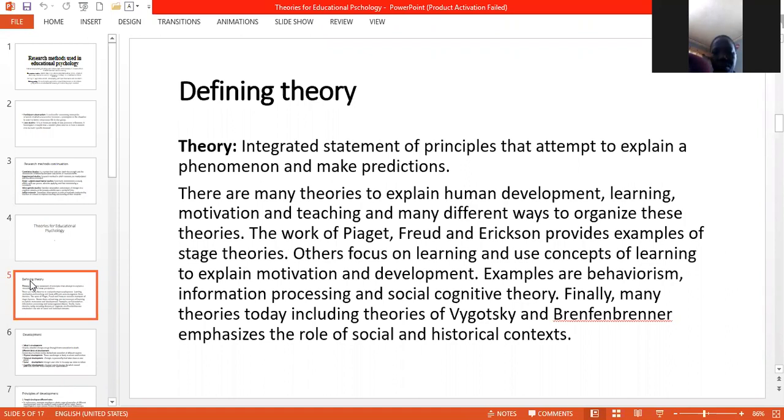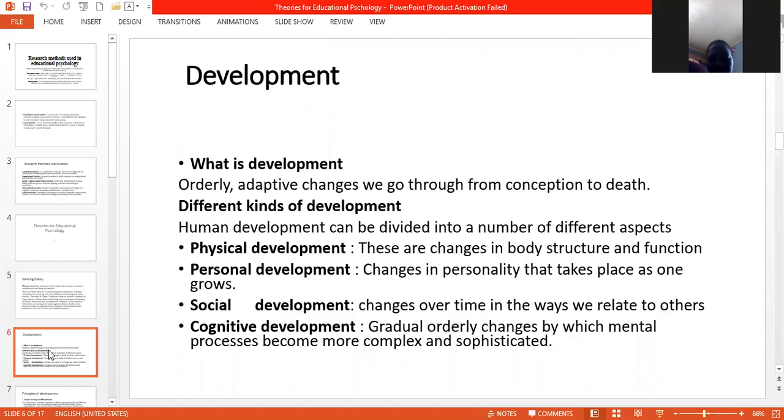As we continue, we will talk about the theories of Piaget. We'll also talk about Vygotsky's theories and Freud's theories. So maybe before we talk about those theories, let us first define development. What is development? It is an orderly, adaptive changes we go through from conception to death.